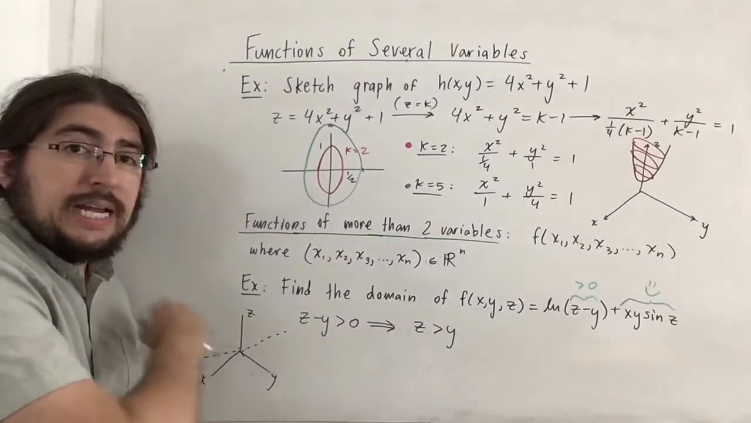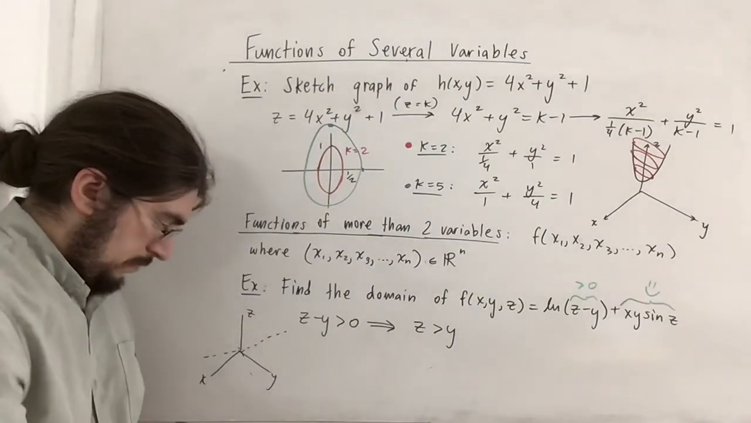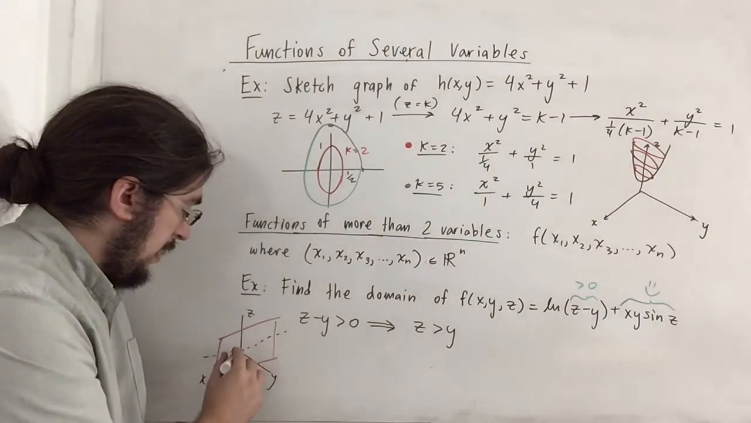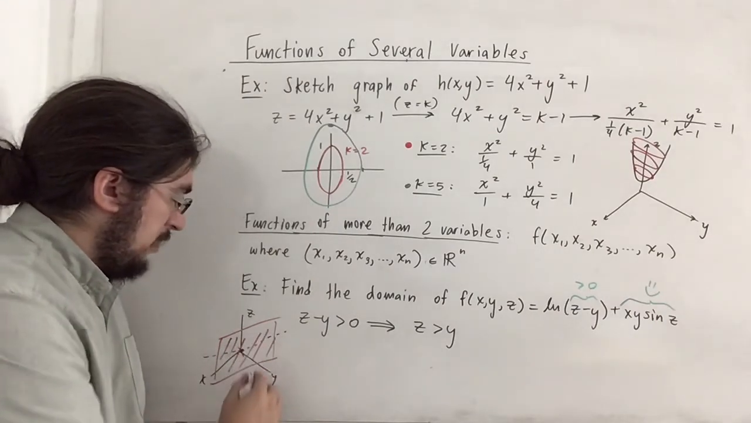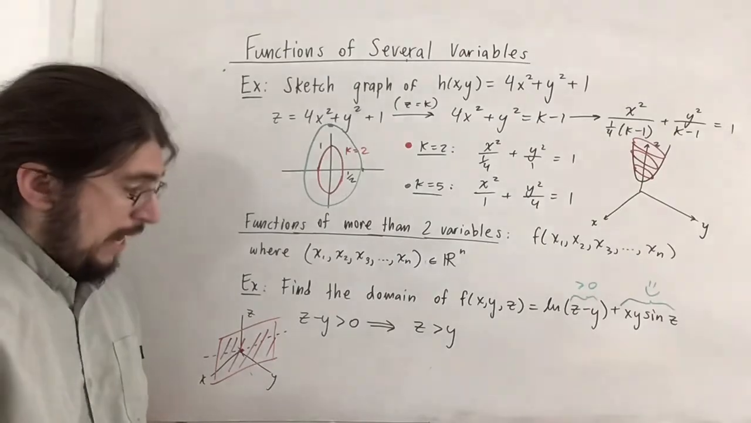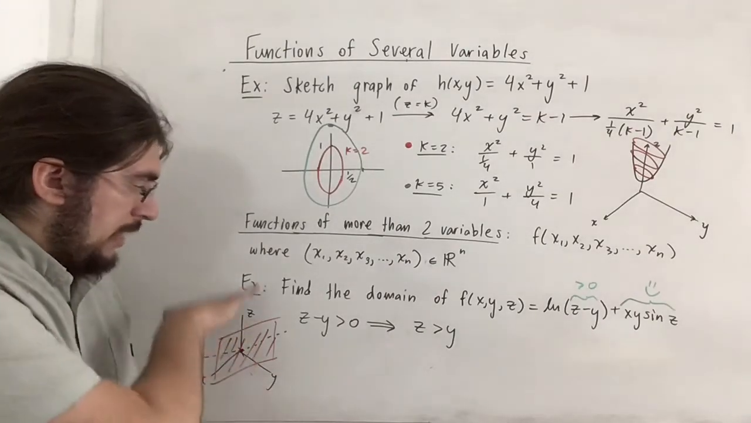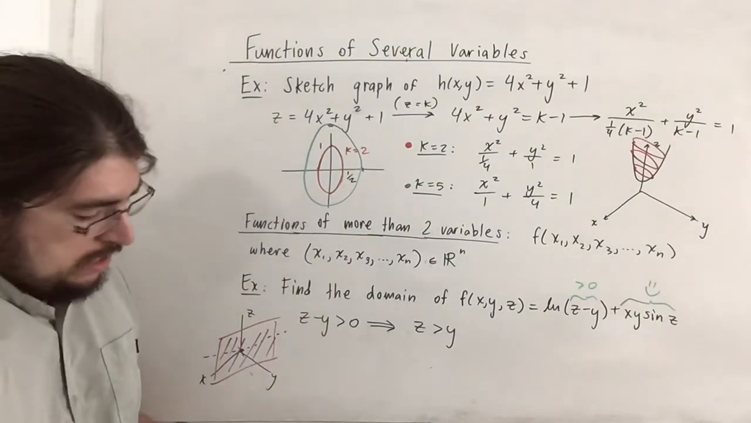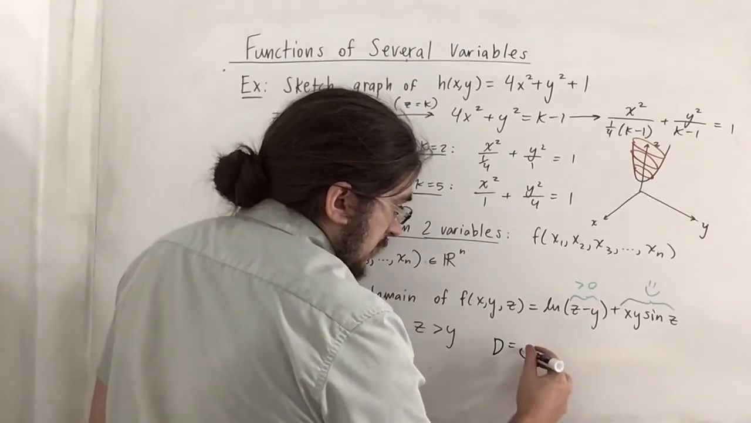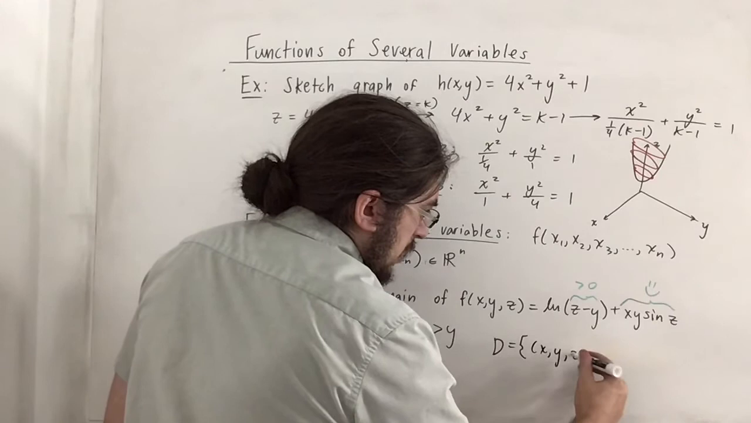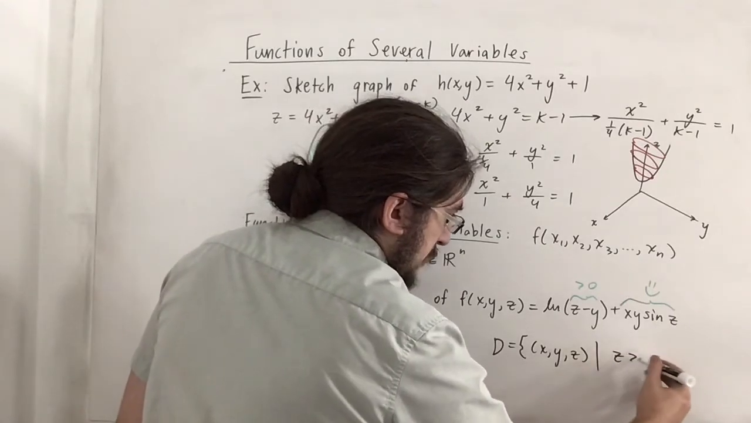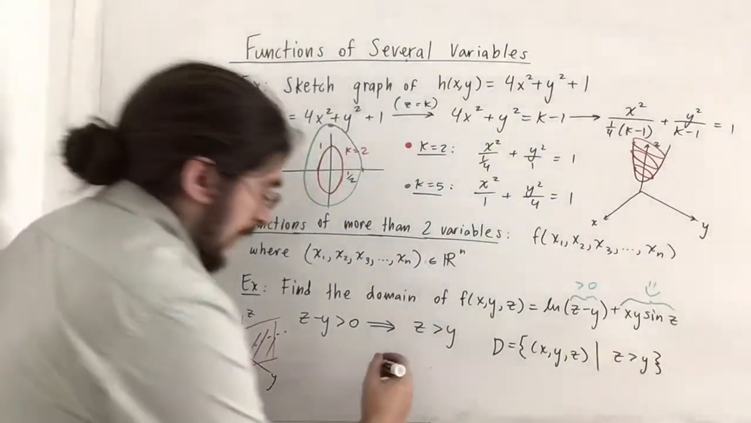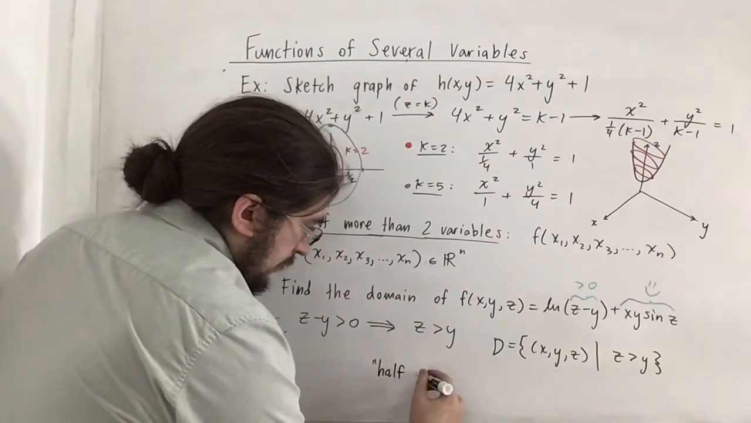But in three-dimensional space, it's actually a plane. So in reality, we have this plane tilted like this that passes through the origin of three-dimensional space. And when z is bigger than y, we're above this plane, so it's the shading of the three-dimensional space above this plane. You can say the domain D is the set of all x, y, z ordered triples such that z is bigger than y. This is known as a half space.